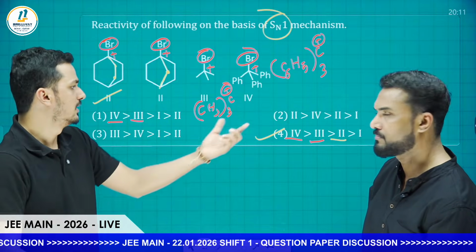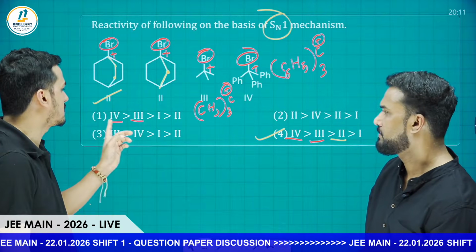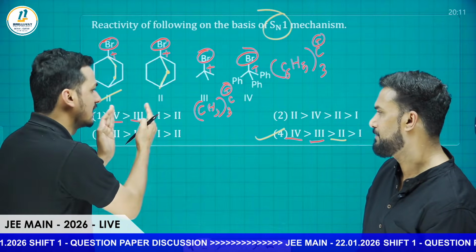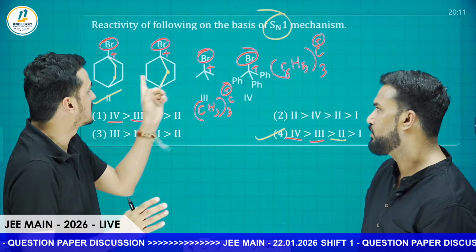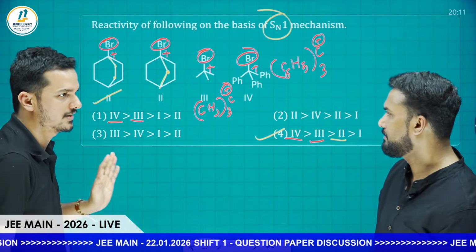Here, between the fourth one and the first one, the fourth and third, every student will get. Only the confusion is which one. Those who know the basic ideas can answer it. That is the one they gave.